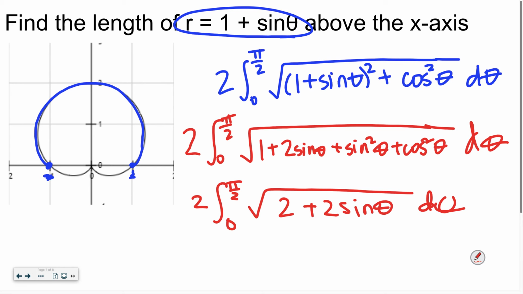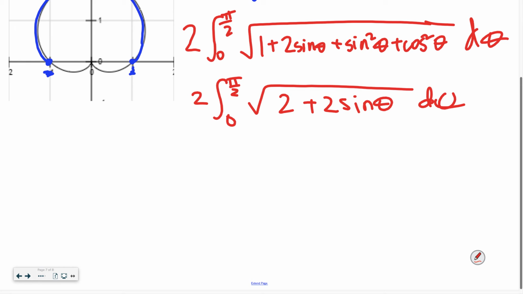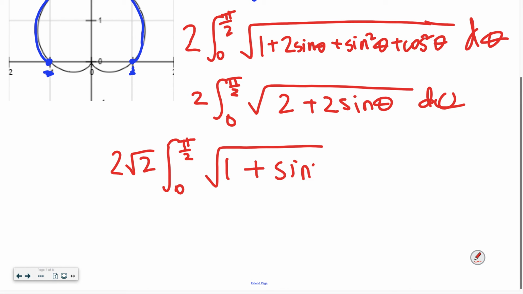Sounds so simple, right? Yes, it actually is. We have a 2 underneath that we can factor out, but the 2 has to stay under the radical. So yes, we can take out a radical 2 so that we are left with radical 1 plus sine theta.